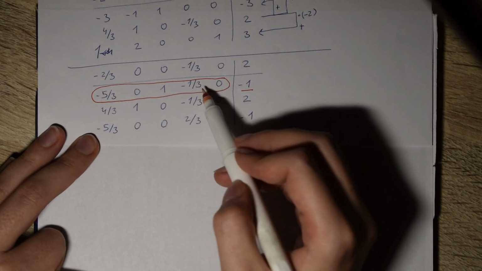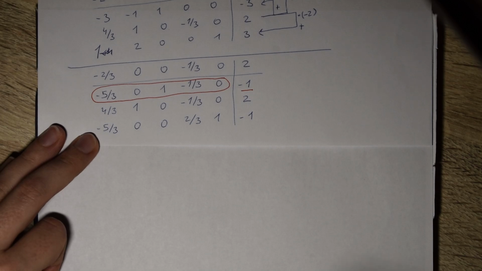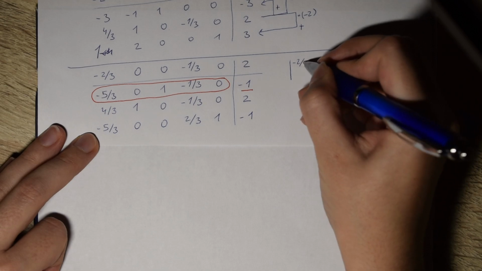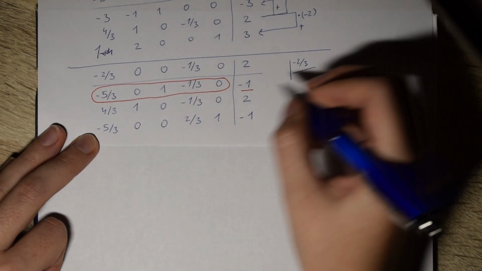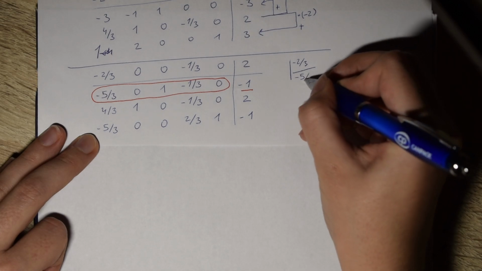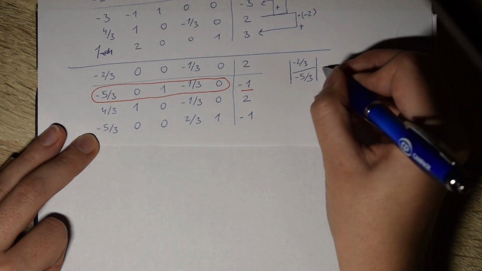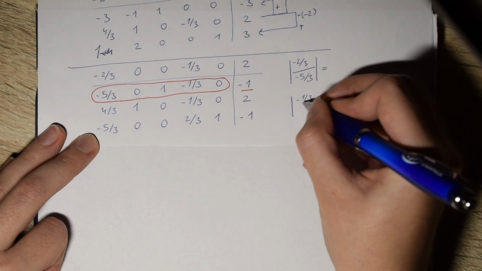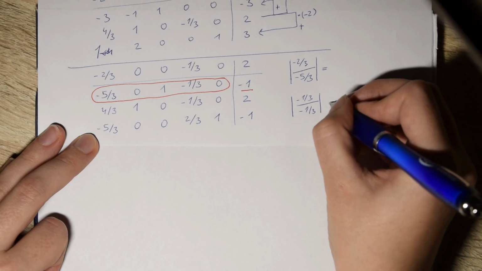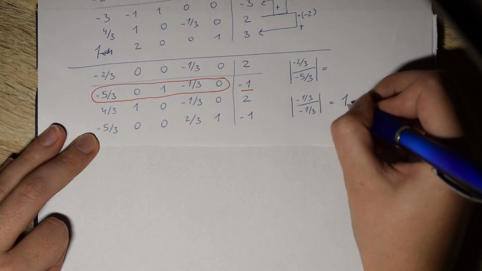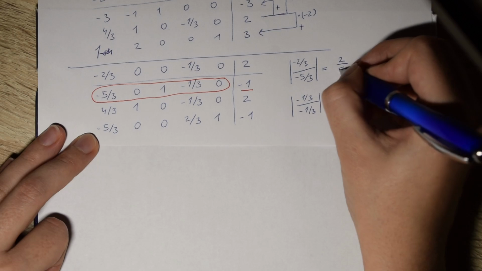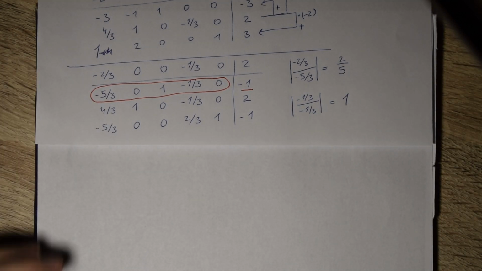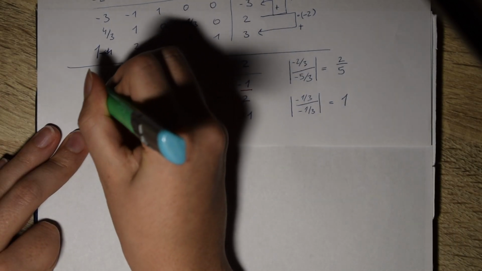We consider only negative values and for them we count the ratio of the first row and the third in absolute value. In absolute value -2/3 divided by -5/3 and -1/3 divided by -1/3. It is 2/5 and 1. 2/5 is less than 1. So we mark -5/3. That means that x1 will be basic and s1 will no longer be basic.